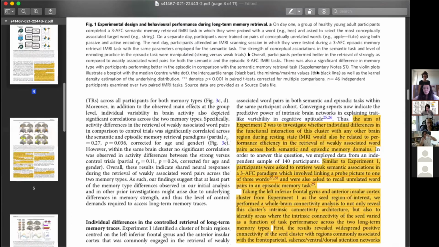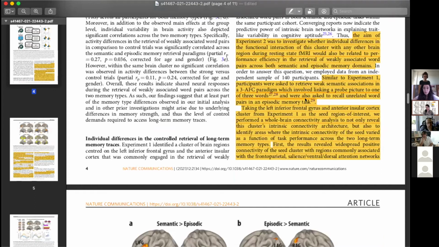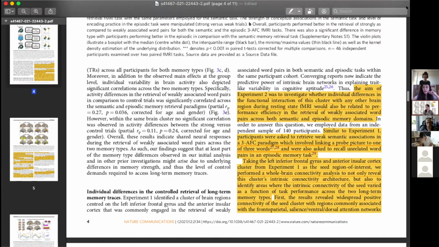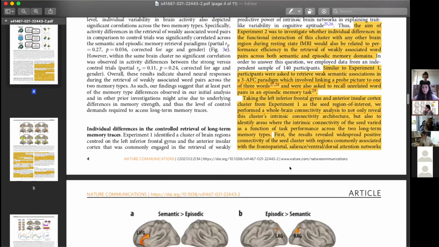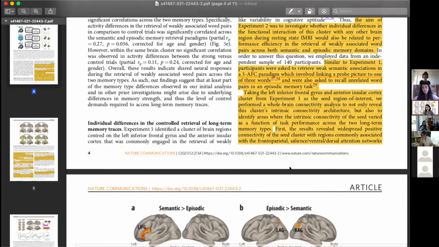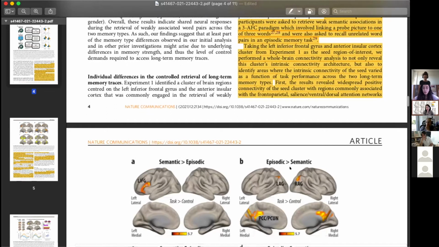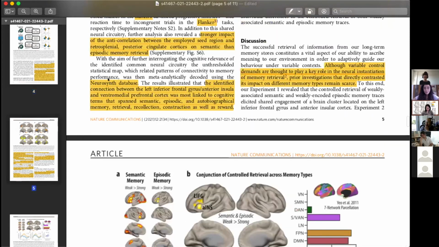So experiment two was performed on a different sample of subjects, 140 participants, so it's independent from experiment one. These participants performed resting state functional analysis and a behavioral task similar to the one of experiment one, but outside of the scanner.